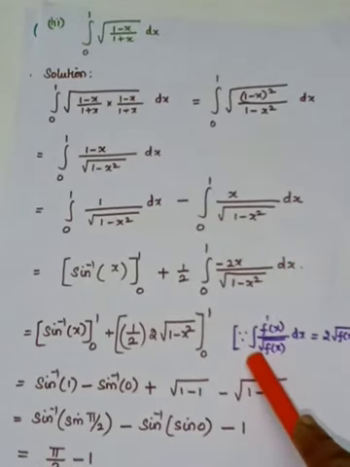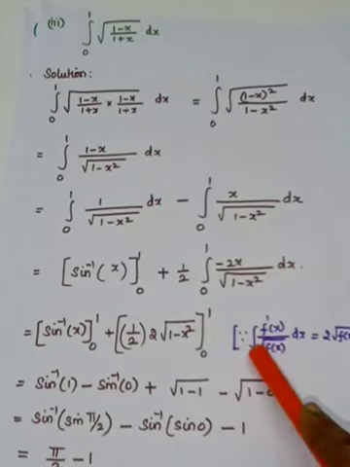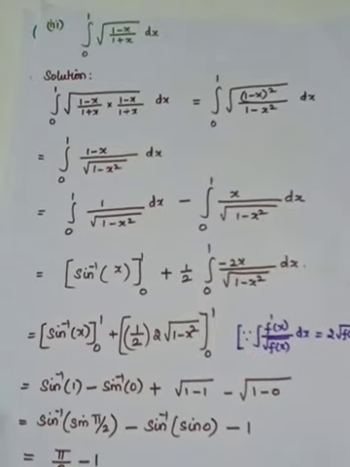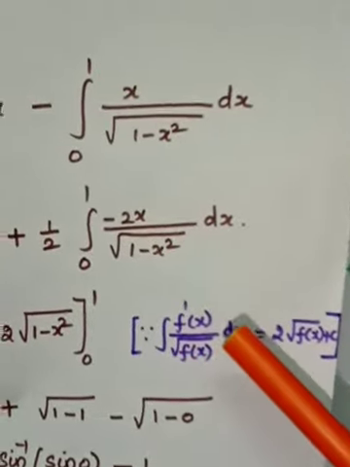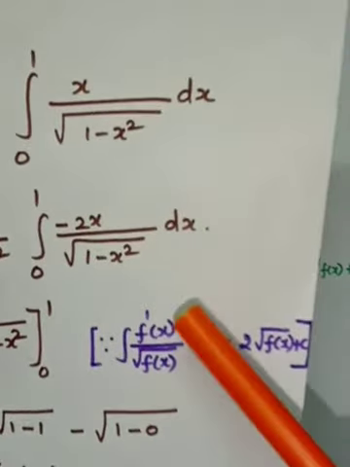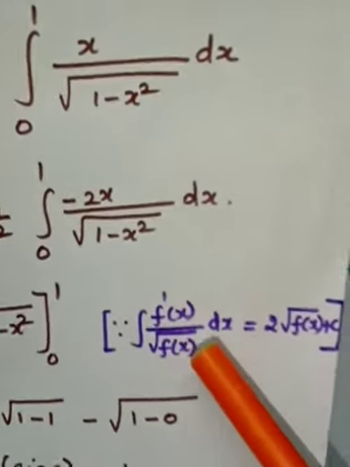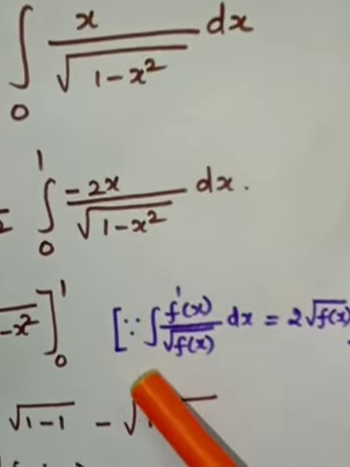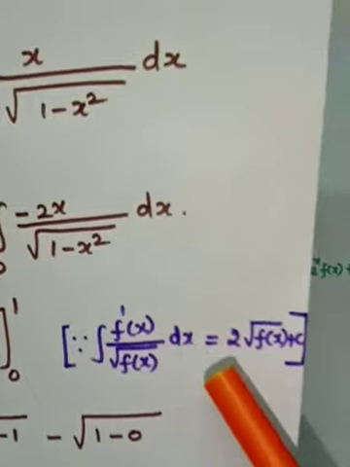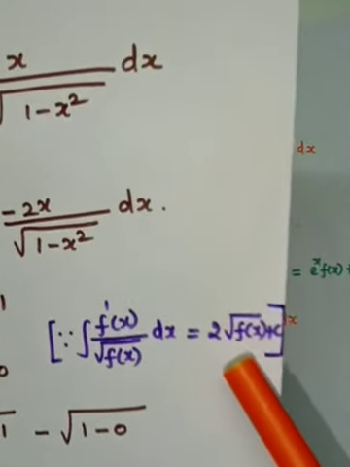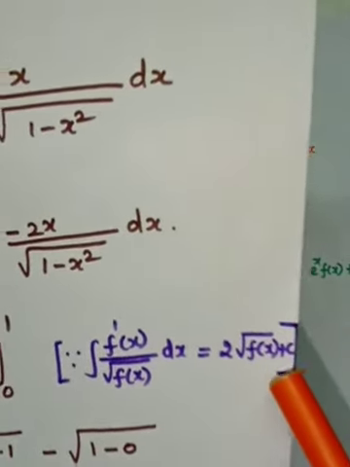It is in the form of integral f dash of x by square root of f of x into dx. In 11th standard, we have studied this formula. So, integral f dash of x by square root of f of x dx, the answer is 2 into square root of f of x plus c.